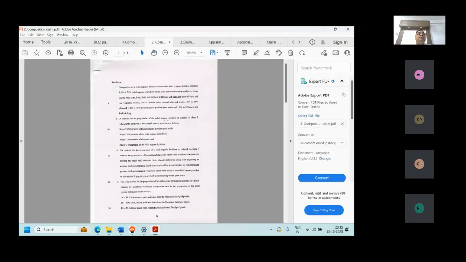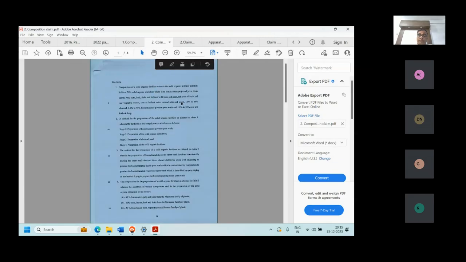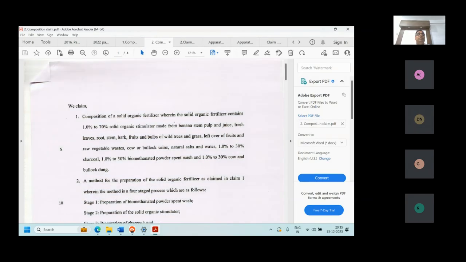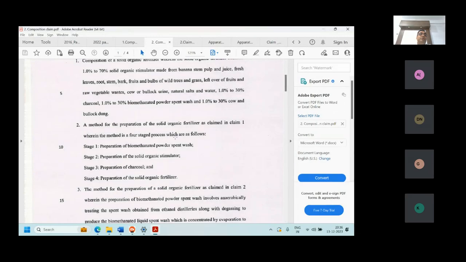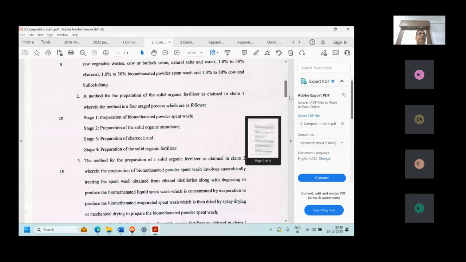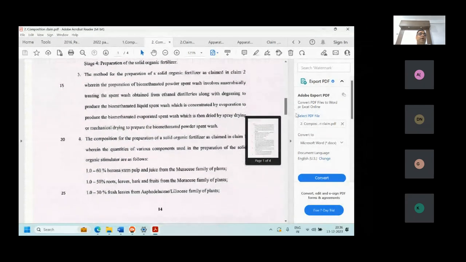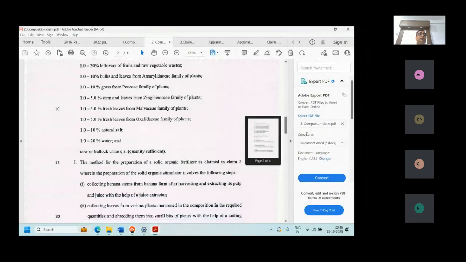Right? Again, a composition. This is a composition of solid organic fertilizer. If you read this, it says, we claim a composition of fertilizer wherein the solid contents are from this. Then the method. In the method, what are they claiming? Wherein the method is a four-stage process, which is as follows. I'm not saying this is the best way, but yes, whatever they are claiming, the structure they are following is stage one, stage two, stage three. This is how they have described it. Then they are again describing the preparation and so on. All those things are here, right?